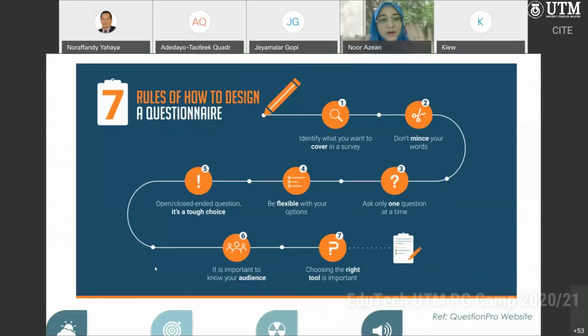So, the overall rules of how to design a question. I'm taking them from one website. It involves: number one, identify what you want to cover in the survey. Number two, don't misuse your words. Number three, ask only one question at a time. Don't double-barrel, be careful on that one. Be flexible with your options, which sometimes use pictures or the bar. Number five, open or close-ended question is a tough choice, so be careful how many questions you want to put.